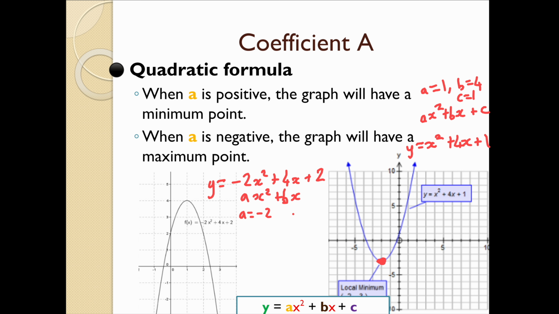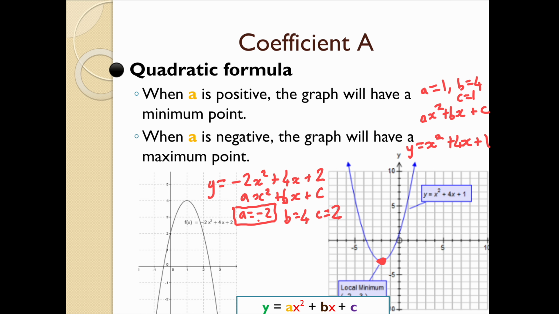So what is b equal to? 4. Lovely. And what is c equal to then? Nice. So plus c. So c is basically equal to 2. So as you can see here, the value of a here, I'm not concerned that it's a negative 2. I just like the fact that it's a negative number.